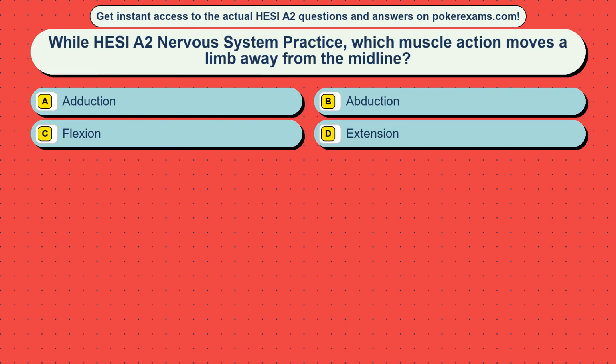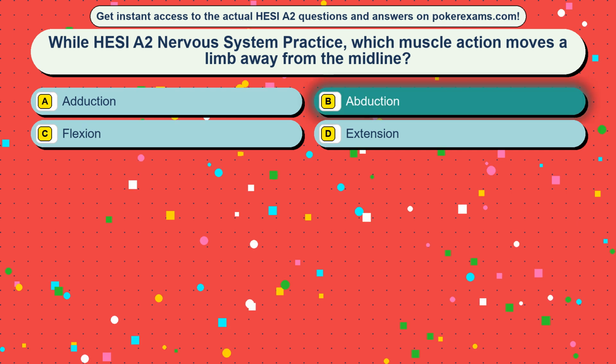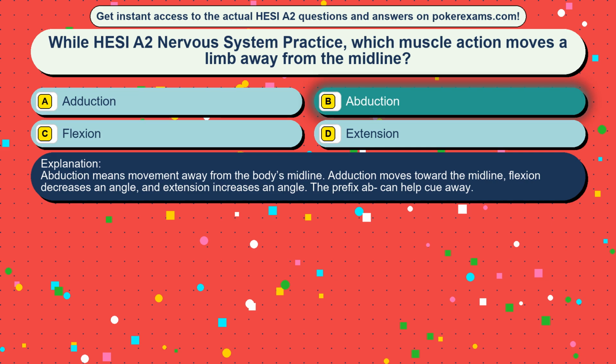Question 37. While HESI A2 nervous system practice, which muscle action moves a limb away from the midline? Option A adduction, option B abduction, option C flexion, option D extension. The correct answer is option B, abduction. Abduction means movement away from the body's midline.